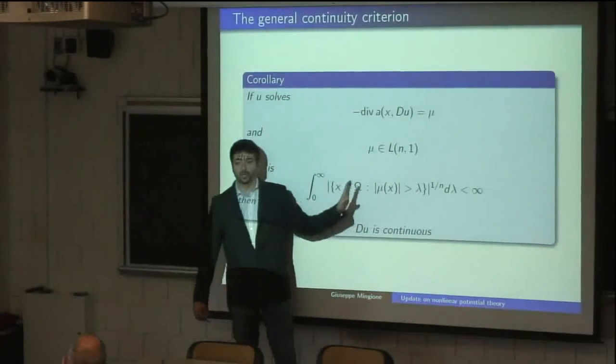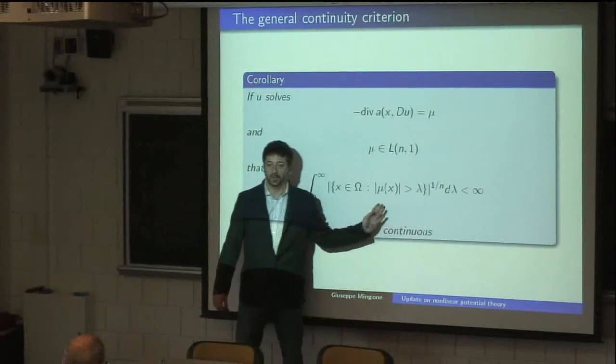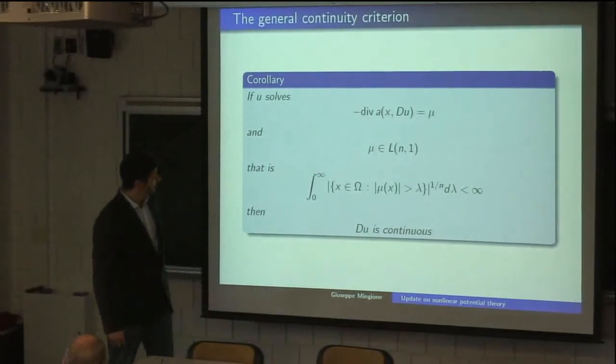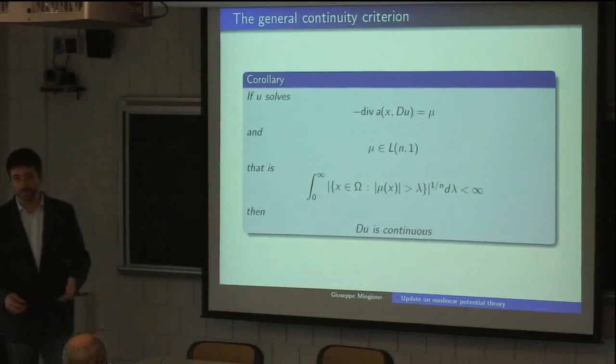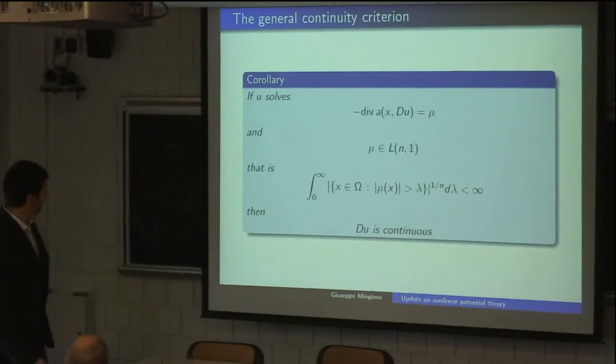It's a space which is an interpolation space, and then the gradient is continuous. This is just a corollary at this stage. It follows from this as a corollary.